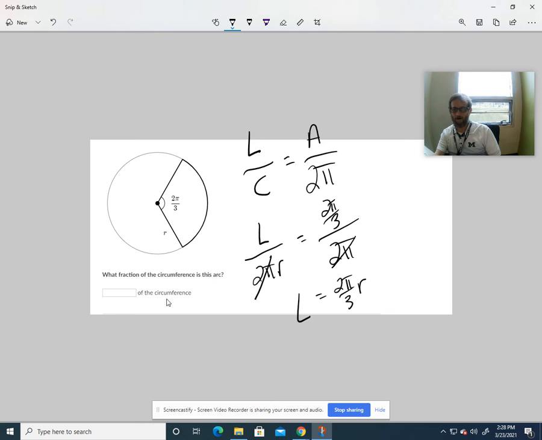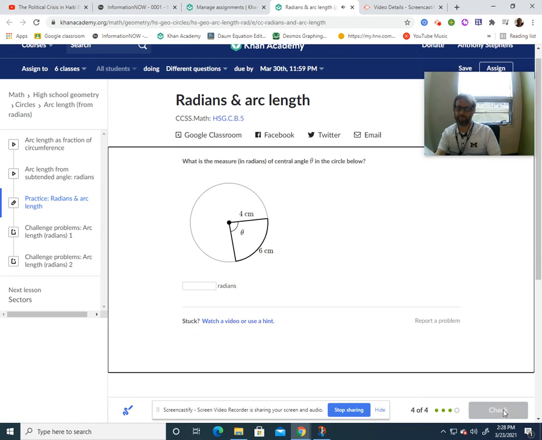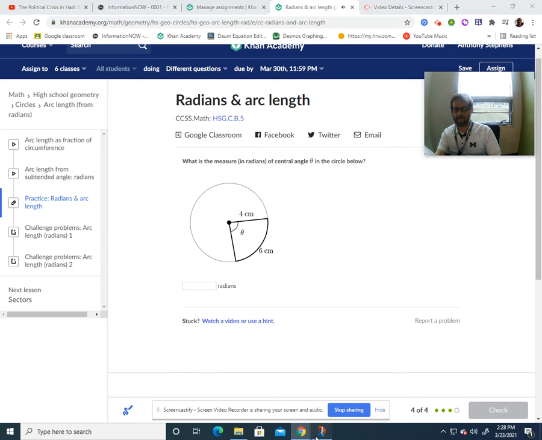Now, it says what fraction of the circumference is the arc? Well, that's the length of the arc. To find what fraction of the circumference that is, I divide that by 2 pi r. So you're taking my arc length and dividing it by 2 pi r, and these things completely cancel out. And so the answer is 1/3. That last one was a little difficult, these generic ones are a little bit harder.